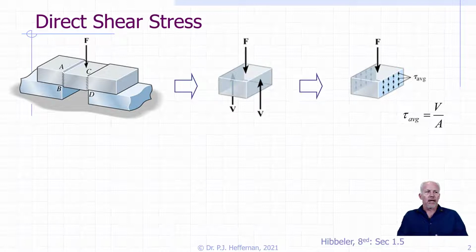Now, like in normal stresses, we know that there can be high and low and everything else, but we're really talking about the average stress. And so we can calculate the average shear stress. For shear stress, we use the Greek letter tau. So the average shear stress is equal to that shear force, V, divided by the area of the shear plane, A.